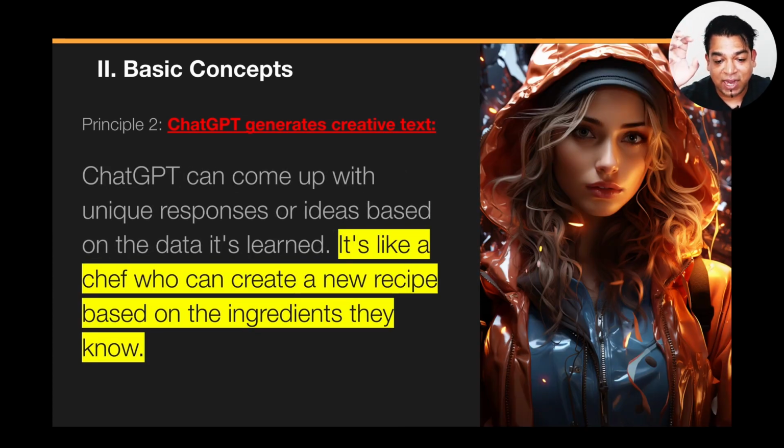ChatGPT generates creative text. ChatGPT can come up with unique responses or ideas based on the data it's learned. It's like a chef who can create a new recipe based on the ingredients they know. And I've spoken about this before. It is not search. It is intelligent. It'll take the data and use it to create something that you have not thought of before. And I'm pretty sure I have not thought of before. And that is what is so powerful about ChatGPT.